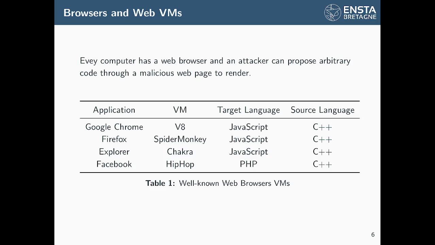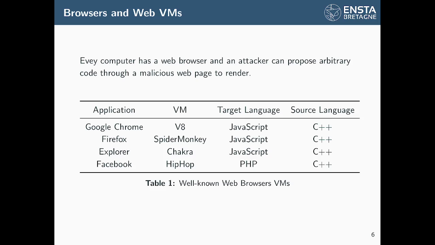VMs from a security point of view are present on all computers because they are embedded in web browsers, often JavaScript VMs. And you can imagine that if there is a flaw in the VM, an attacker can simply pay a web server and send its malicious web page to the client or to its victim, and the victim will render the web page on his computer, and if there is a flaw in the VM, it can potentially execute arbitrary code on his machine.